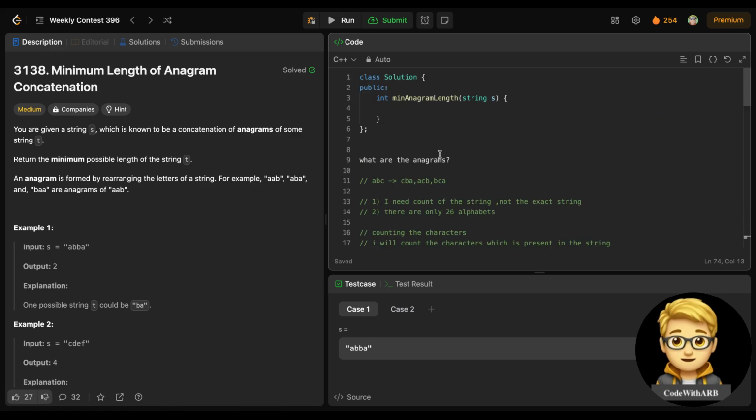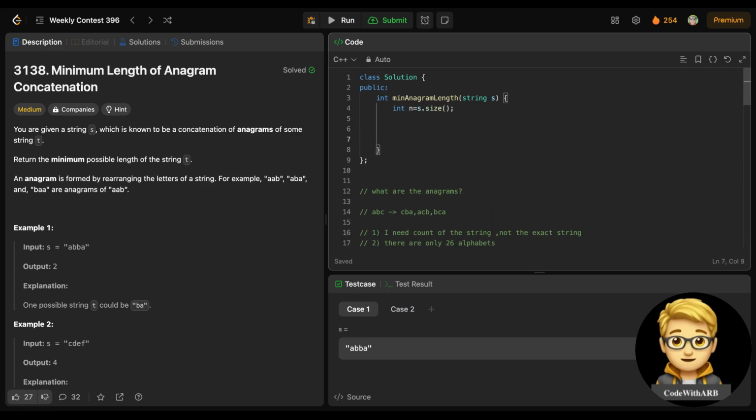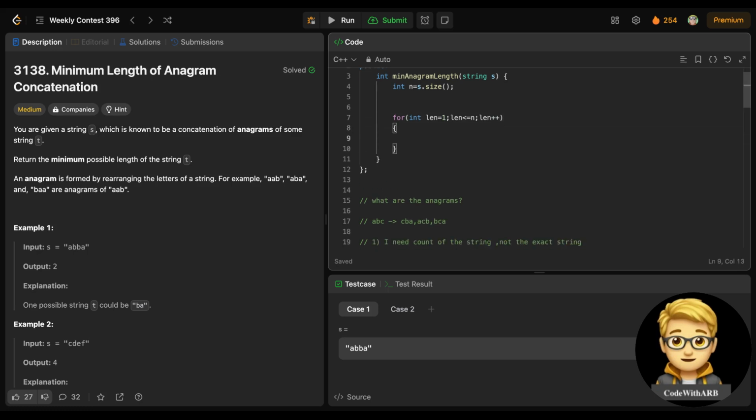So now we will need to implement this. Let's see how we can implement this. So what we need to do is start iterating over the length we are checking from 1 till n, because the maximum possible length will be n. So we will start iterating from 1 to n, and then we will need to take an array to store all the characters, right?